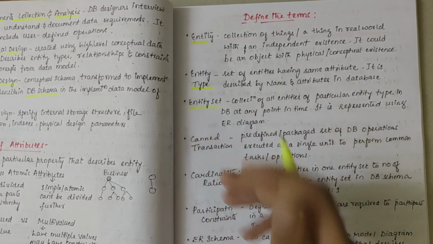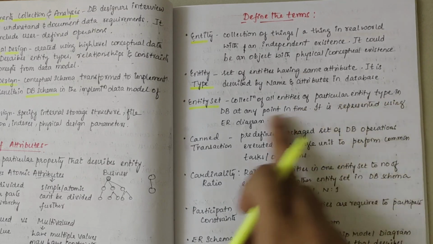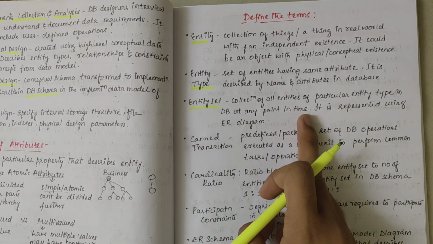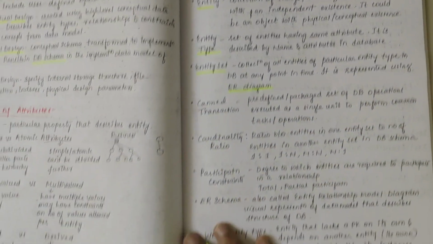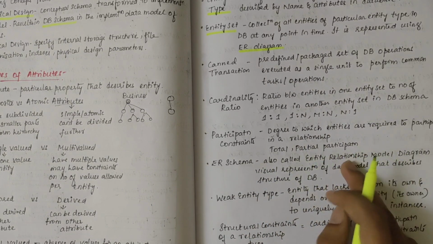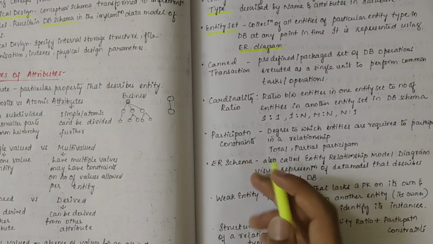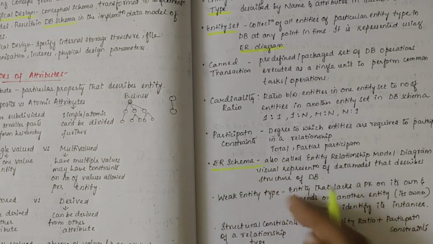Then we have the entity set, the collection of all entities of a particular entity type in the database at any point in time. It is represented using an ER diagram. What is an ER diagram? An ER diagram is also called an ER schema. It describes the entity relationship model, the virtual representation of the data model that describes the structure of the database.